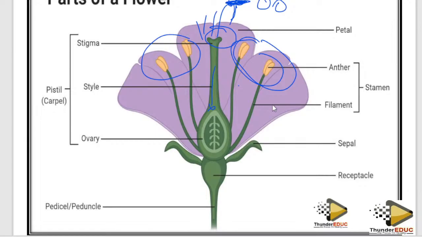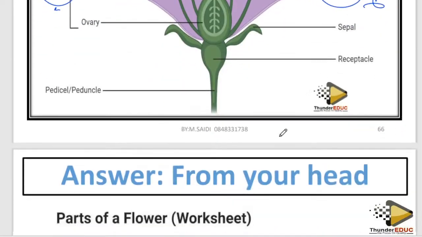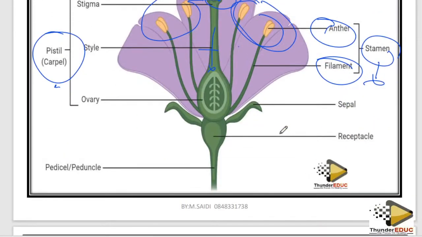I'm not teaching, I'm just trying to tell you. Hence, I'm not going to spend too much time. A combination of anther and the filament, how do you call it? The male part of the flower is called the stamen. And then the female part of the flower is the stigma, the style, and the ovary. And then the whole part, we call it pistil. Scientifically, this is called androecium, while this one is called gynoecium. Yes. Anyway, let's continue. Not teaching, just predicting.